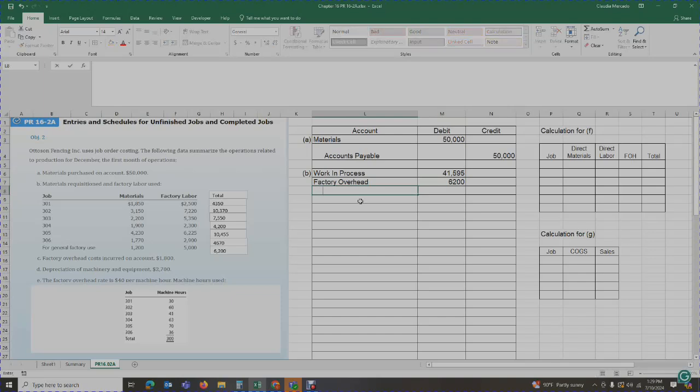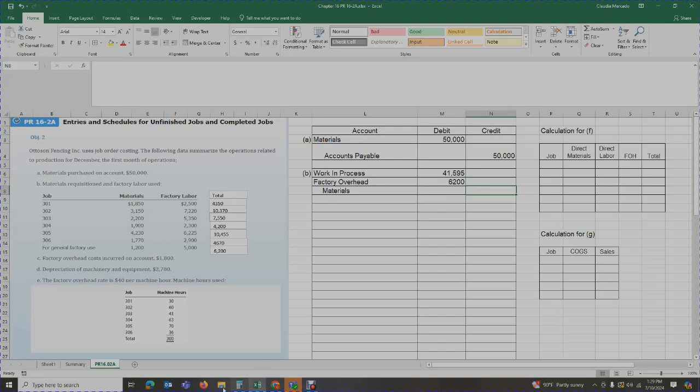Now, what's going to happen when we requisitioned? You had materials in the warehouse, right? You had materials because you bought the materials up here. So you bought $50,000 of materials, but now you've used up some of those materials. So when you use materials, the materials account balance will drop because you've used them. You no longer have them. So the question is, how much have we used in materials?